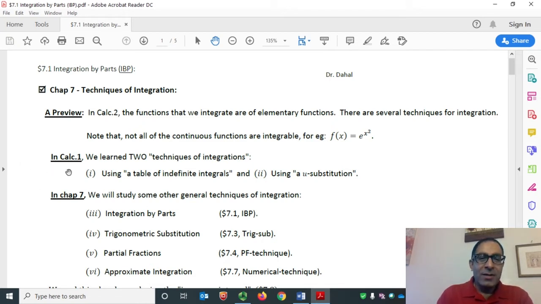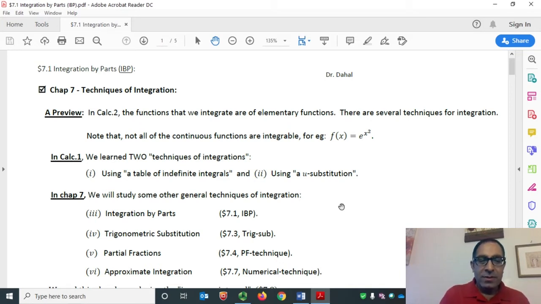Let me remind you, in Calculus 1 we learned two techniques of integration. The first technique was using a table of indefinite integrals, and the second technique was using a u substitution, what we call u sub. Now we will study some other general techniques of integration.